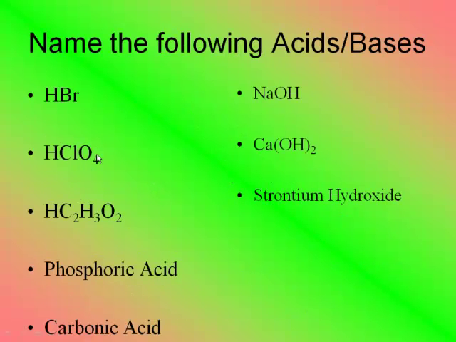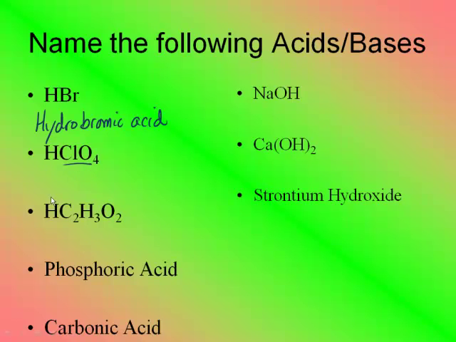Okay, so now I want you to name the following acids and bases. Pause the video, go through them, and double check your answers, and I'll write them down in a second. Okay, so HBr. Br is bromide, and it's got a hydrogen, it's an acid, so this must be hydrobromic acid.